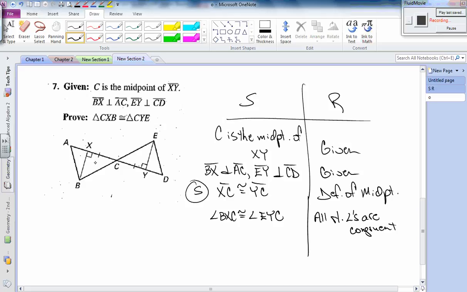Okay, so right now we have XY and YC, and we have this angle congruent to this angle, so we have an angle. And the next thing I see, because we need another angle or side, I see these vertical angles right here. Okay, so I'm going to say that angle XCB is congruent, if we went from X to C to B, let's go YCE, by definition of vertical angles.